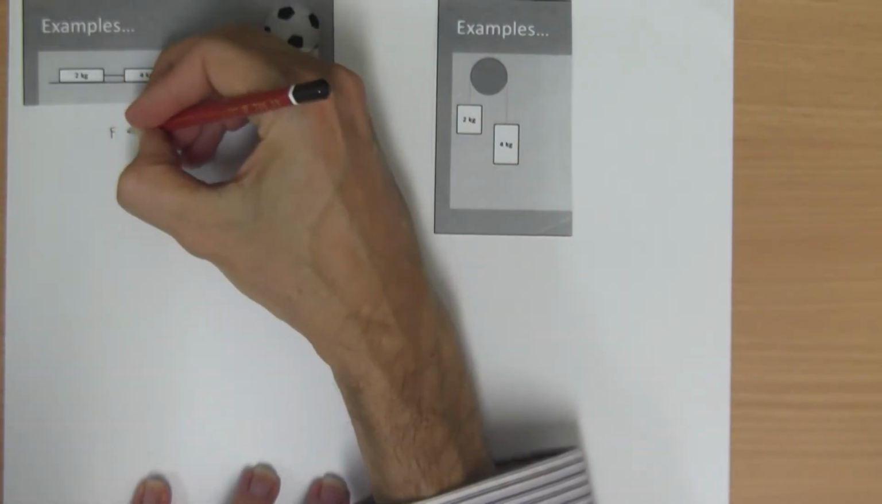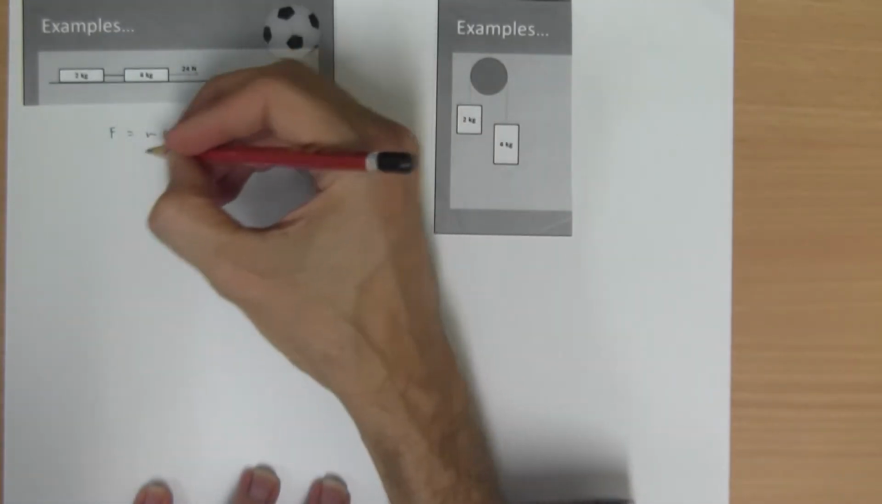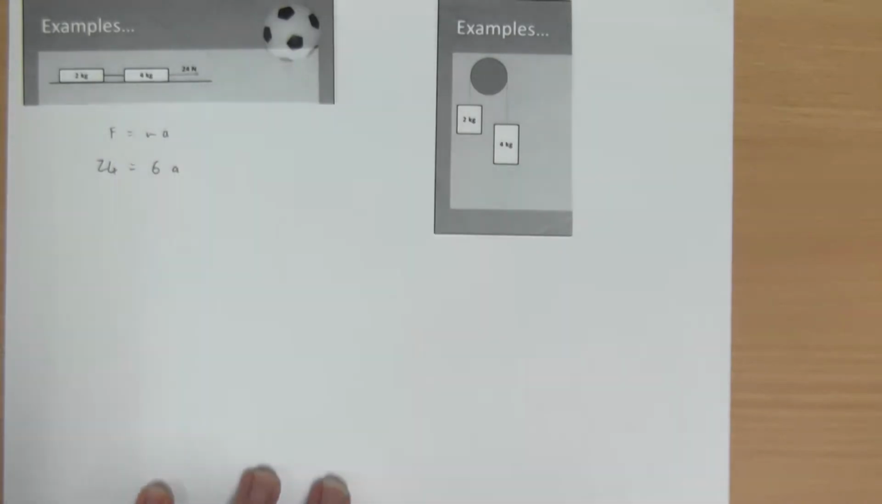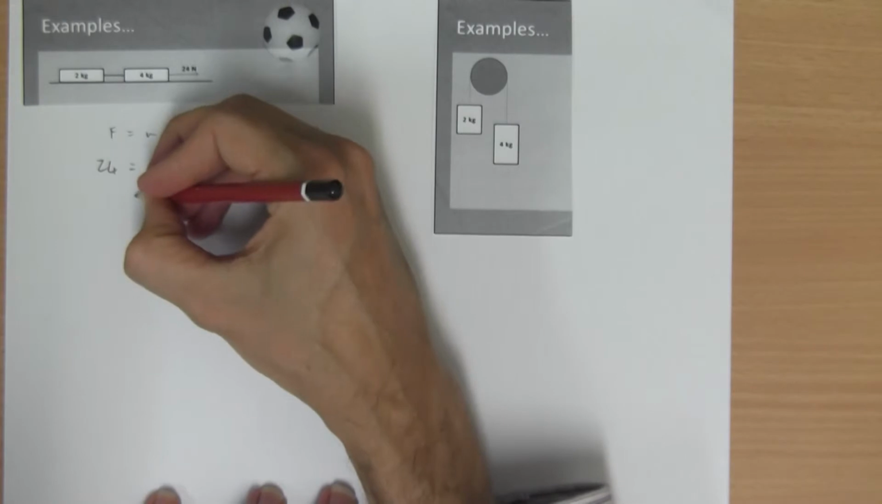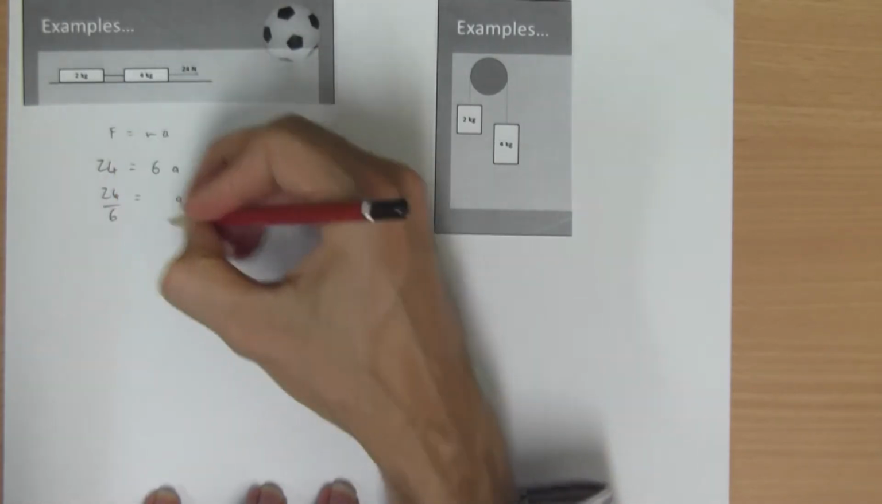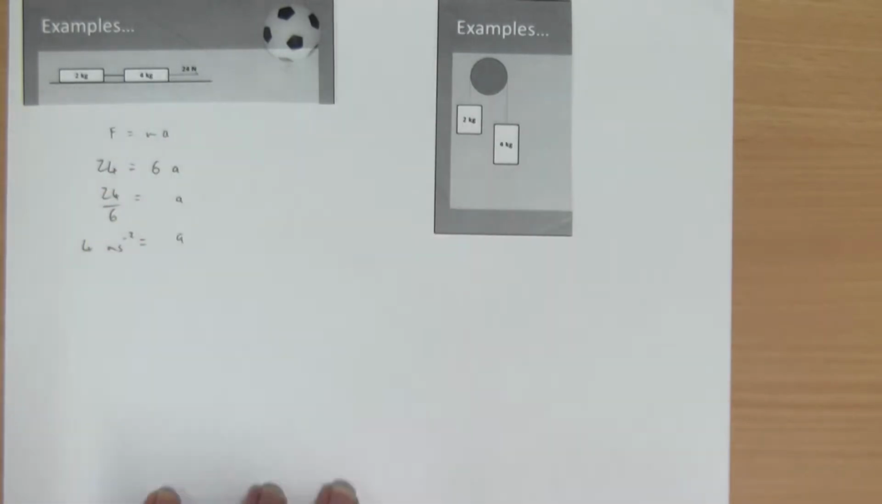So all we have to do is force is mass times acceleration. 24 newtons is 6 kilograms times the acceleration. So that's going to be 24 divided by 6, may as well write it, which is 4 meters per second squared.